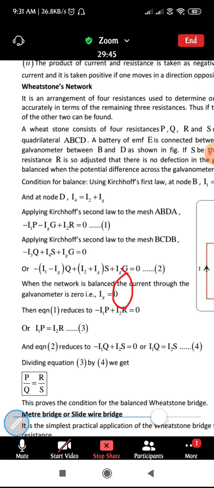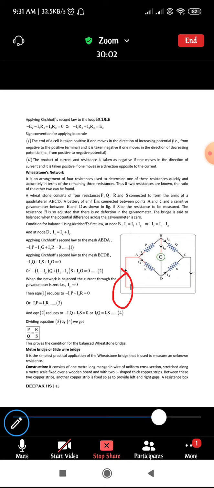Next, what we are going to do is divide equation 3 by 4. When you divide equation 3 by 4, I1 on the LHS and I2 on the RHS get cancelled out. So the equation you get is P by Q is equal to R by S. This is regarding the Wheatstone network.